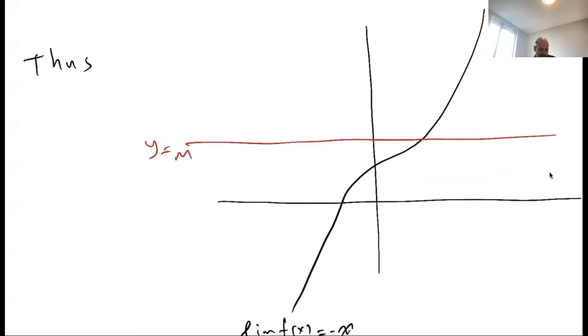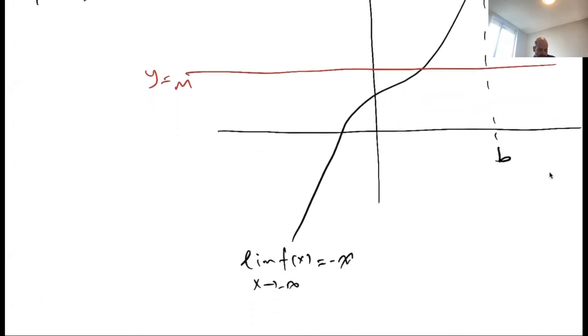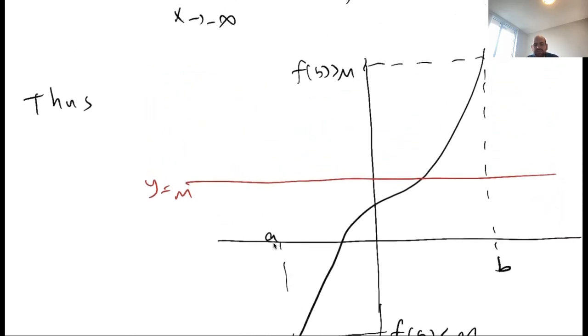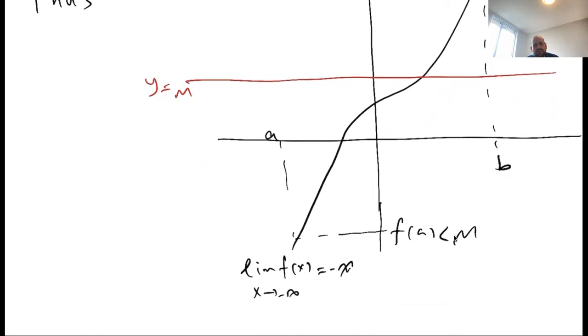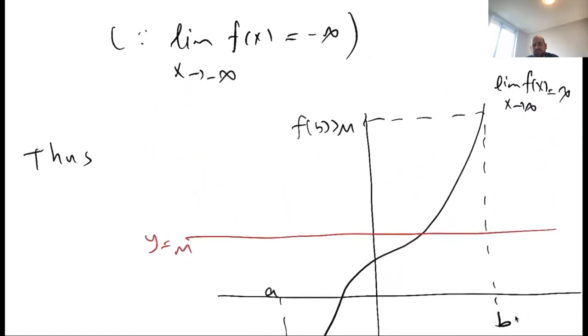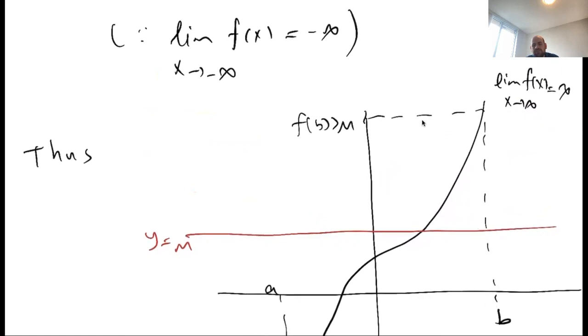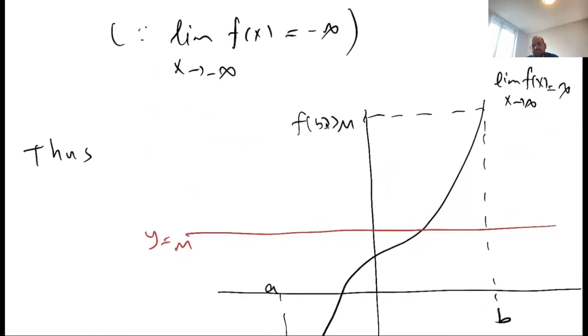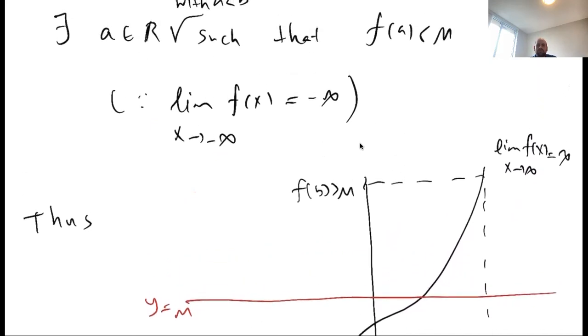So of course there exists some b value here, with f of b bigger than m. And of course, there is some a value here, with f of a less than m. So towards the minus infinity side of the x-axis, there is some a value such that f of a could become less than any given number, such as m. Towards the infinity side of the x-axis, there must exist some b value such that f of b is bigger than any given number, such as m.